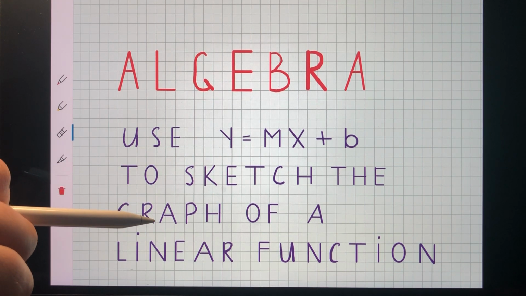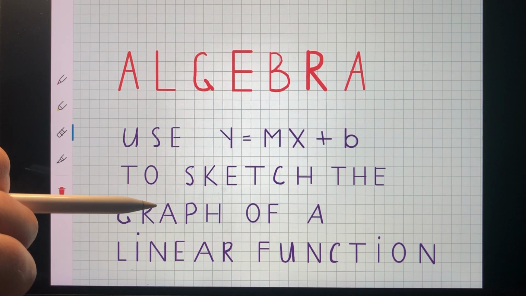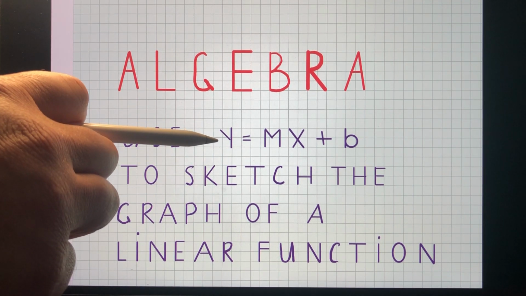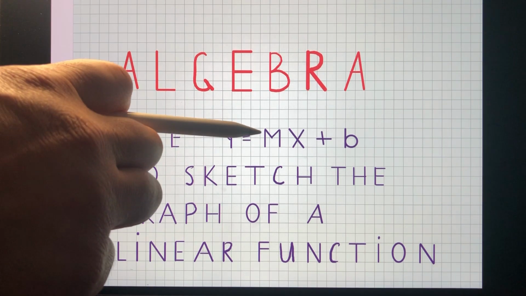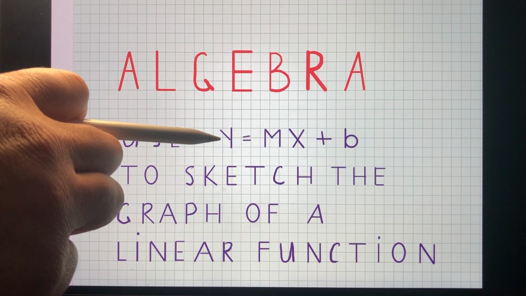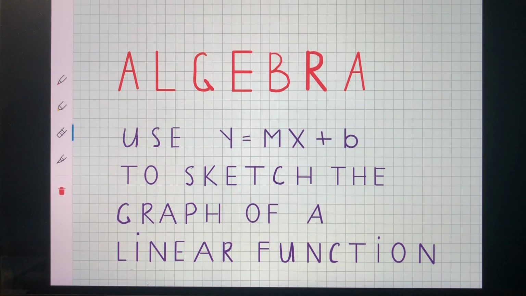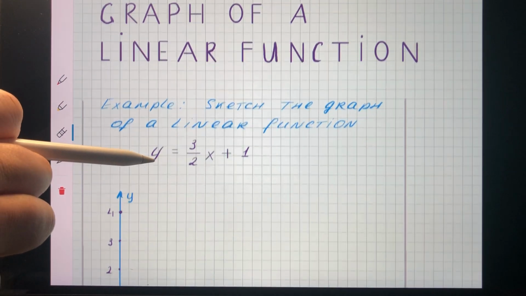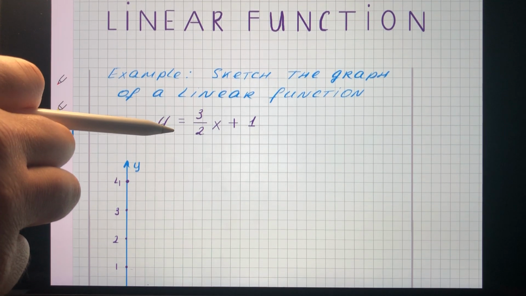In a different video, we have had a situation where we were given 2 points and we came up with this equation and we used the picture to get the slope. Now, let's say that we actually have the equation and we're looking for the picture of that line. So here is an example. Suppose that we're given this equation and we're looking for the graph of it.